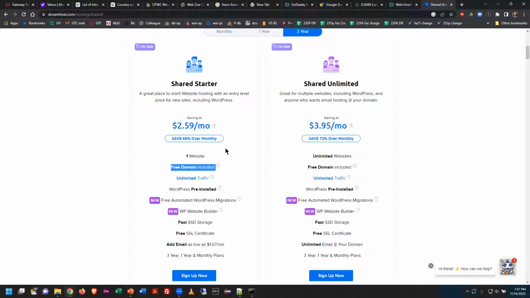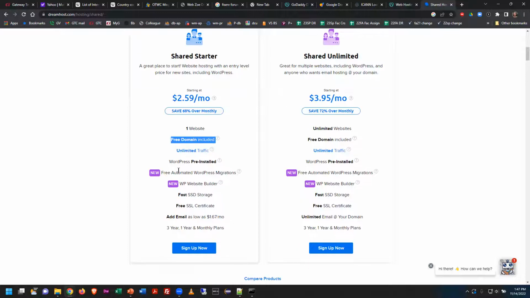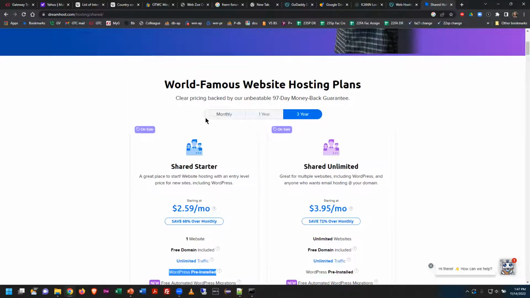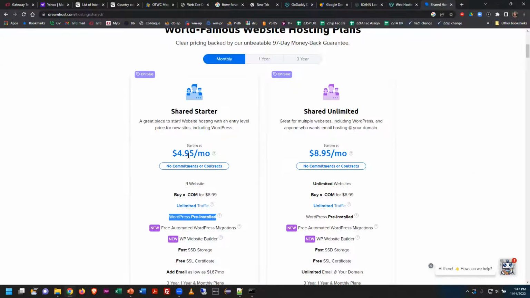If you're just doing one website, there's a domain name included, unlimited traffic, WordPress is pre-installed. That may or may not be what you want, by the way. That might be the thing you sign up for. The other option it looks like they have here, at least on this service, and notice what they do here, 3-year, so this is the game they play, right? So if I go to monthly, okay, so now here's more the real price. If you do a 1-year prepay, the price comes down. You do a 3-year prepay, even lower.